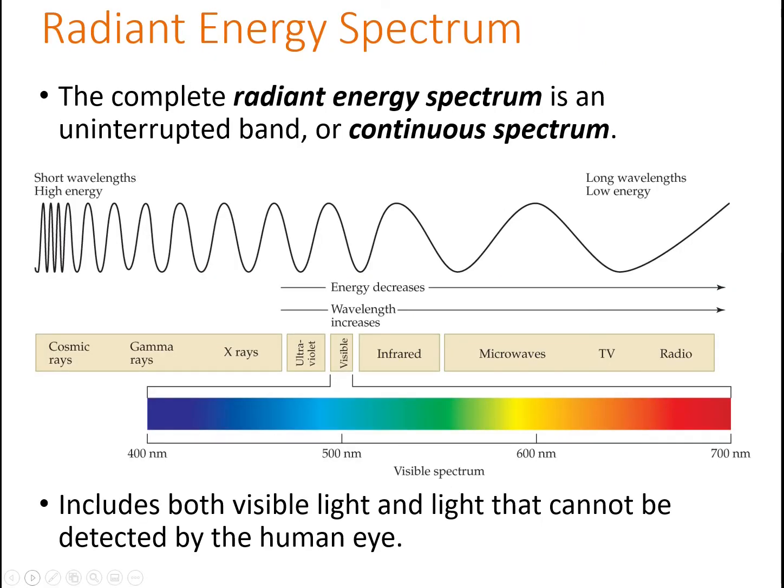Since there are different wavelengths of light, we actually have a whole energy spectrum. It's called the radiant energy spectrum or the continuous spectrum, okay? Some of the things that you may be familiar with, everybody has a microwave, okay? Those microwaves, they're actual waves, and it puts energy into your food to heat it up.